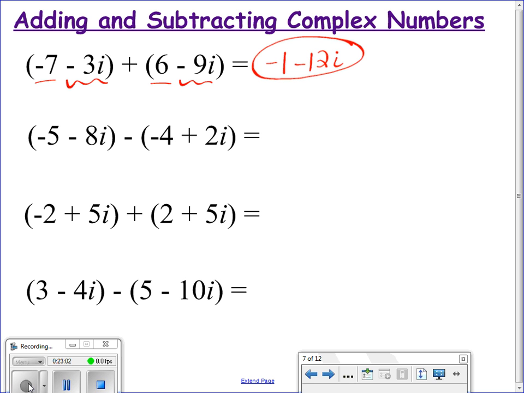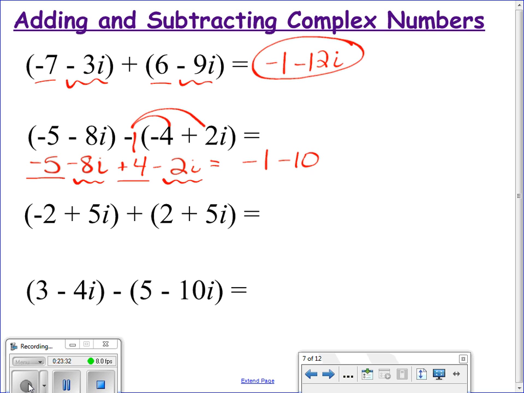All right, second one, parentheses matter? Yes. This side matters. This one doesn't really matter. So -5 minus 8i. But here I have to distribute. So give me a +4 and a -2i. Like terms, -5 plus 4. Oh, hold on. -5 plus 4 is -1. And then -8i minus 10i is -10i.